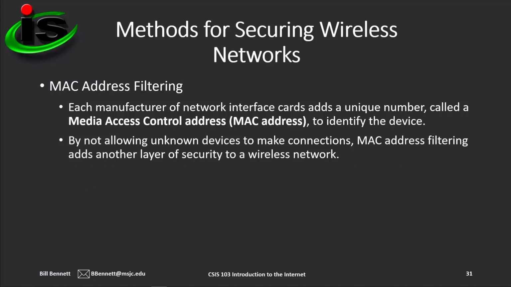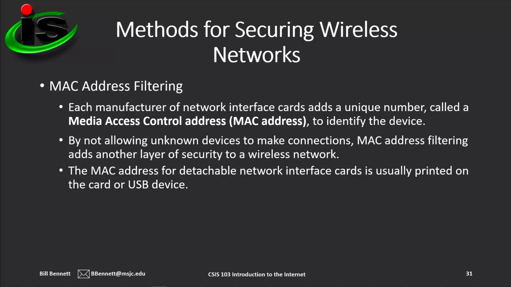By not allowing unknown devices to make connections, MAC address filtering adds another layer of security to the wireless network. Identifying devices that you want to connect to the internet is another way to protect a wireless network. If you enable MAC address filtering for a wireless router or access point, then it will only accept connections from the devices with the MAC addresses that you entered. Other wireless devices might detect your wireless network, but they won't be able to connect to it because their MAC addresses are not specified for access.